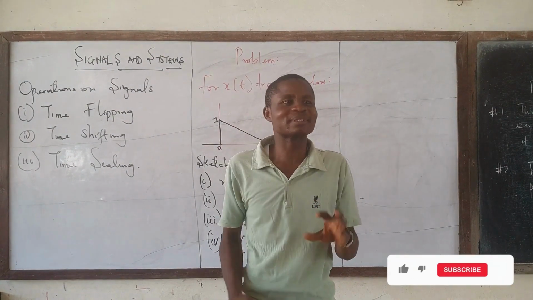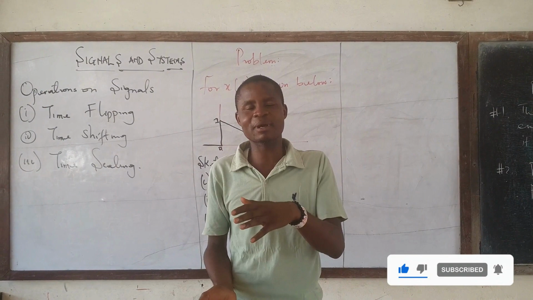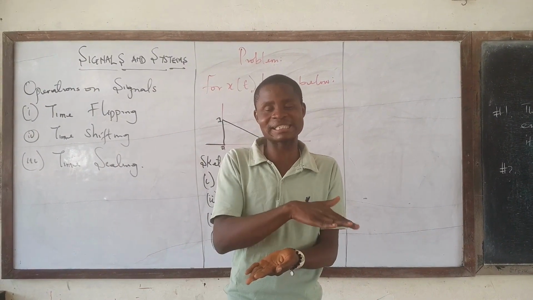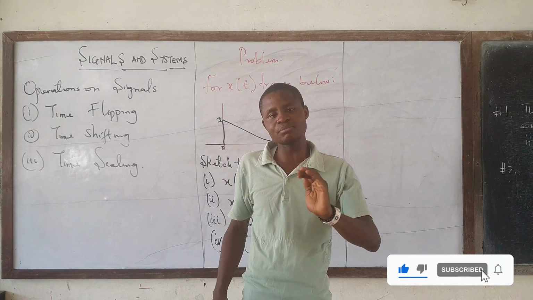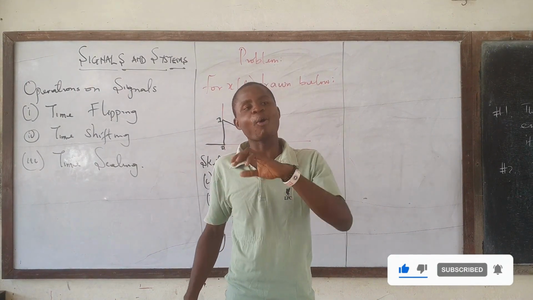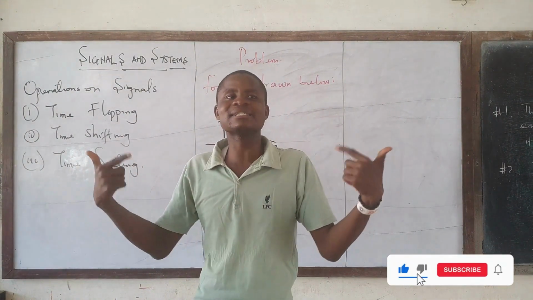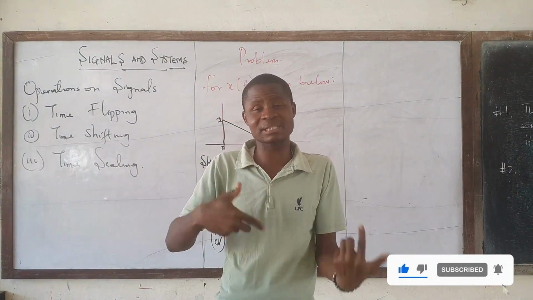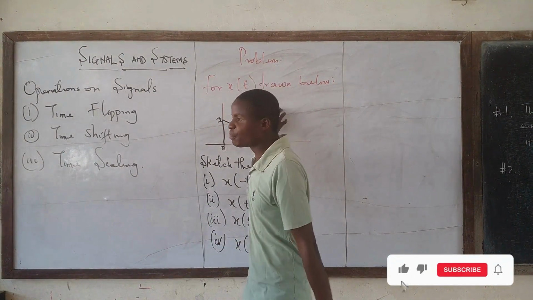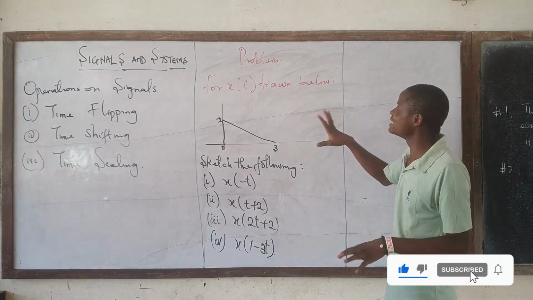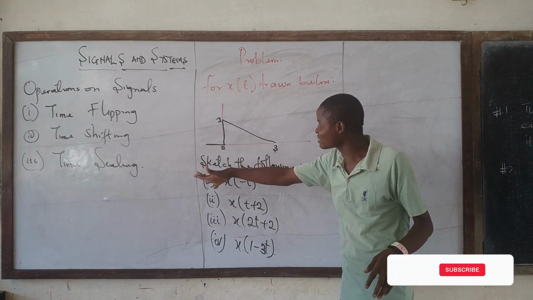What is time flipping? Time flipping is simply when I mirror a signal. Time shifting is when I either advance the signal or delay the signal. And time scaling is all about increasing the time of the signal by, let's say, k. Here I have a problem which I'm going to be solving to illustrate time flipping, time shifting, and time scaling.